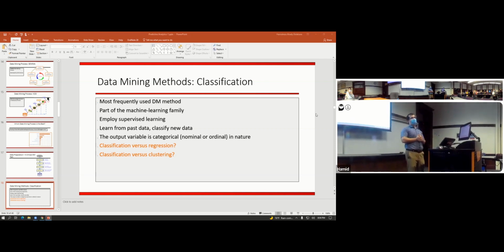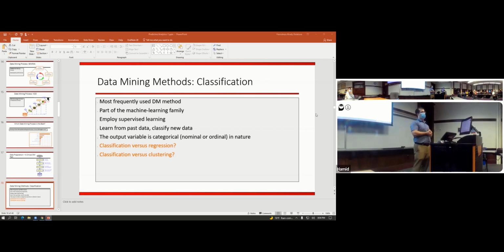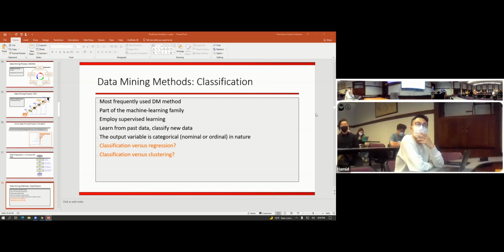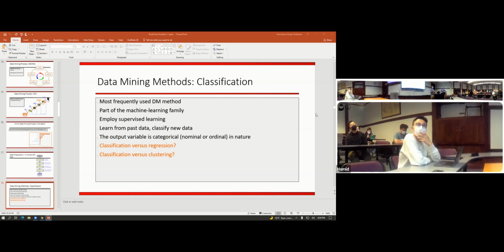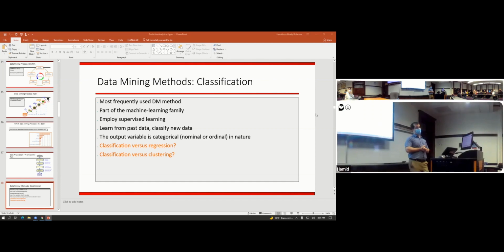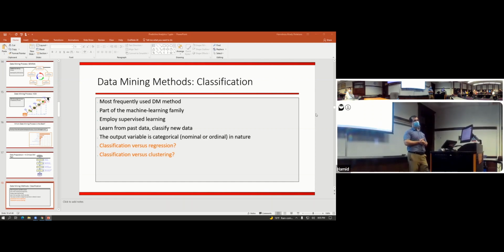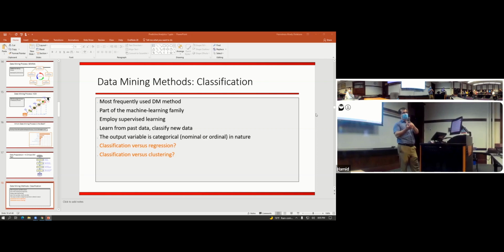Can anyone tell me a problem with more than two classes? A classification problem with more than two classes? You can just make it up. Let's say I look at students' characteristics and try to predict their nationality. It could be Indian, Chinese, American, or other countries. So more than two classes.